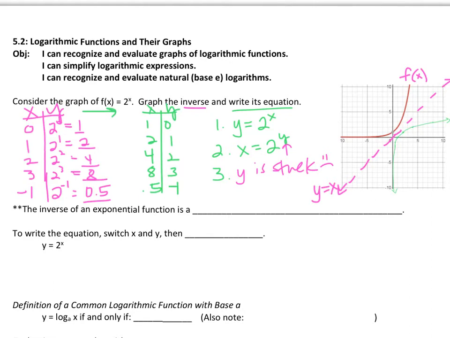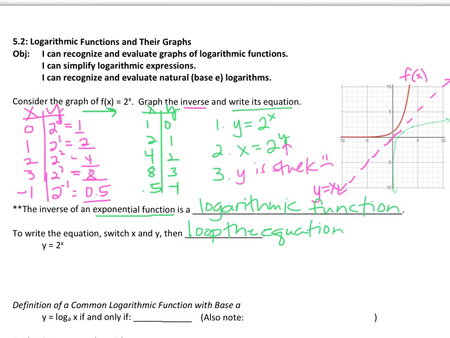Since there's an actual graph, we need to figure out how to generate an equation that models that graph. This is where we go down to the next row. It says the inverse of an exponential function is called a logarithmic function. And this hopefully sounds familiar to you from Algebra 2 last year. To write the equation, we do switch x and y like we did up above, but then I like to say that we loop the equation.